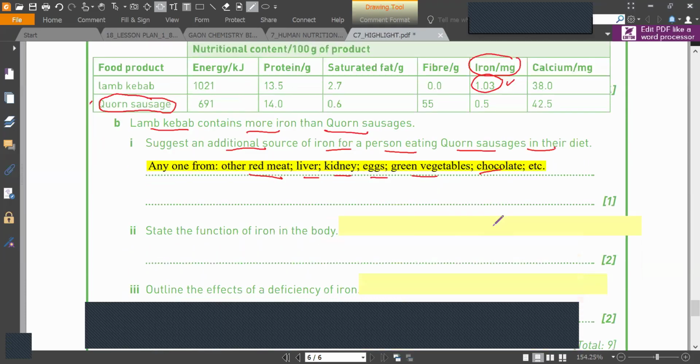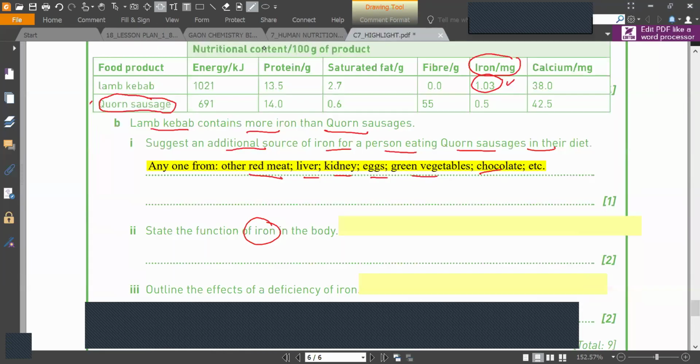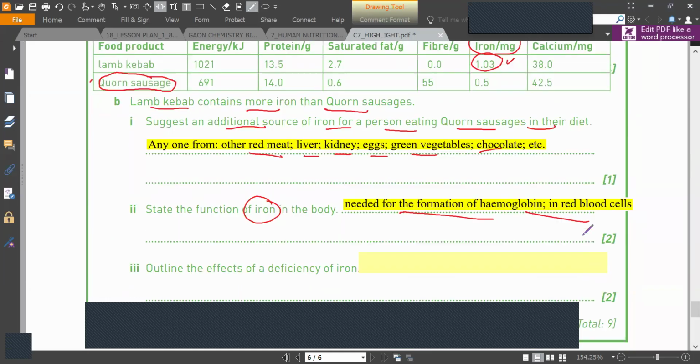Next, state the function of iron in the body. So why is iron important? It is needed for the formation of hemoglobin in the red blood cells.